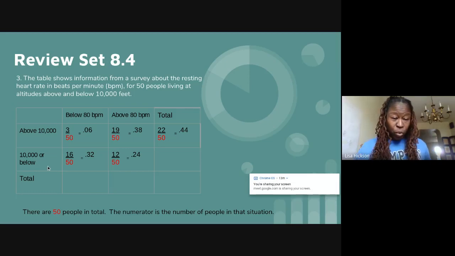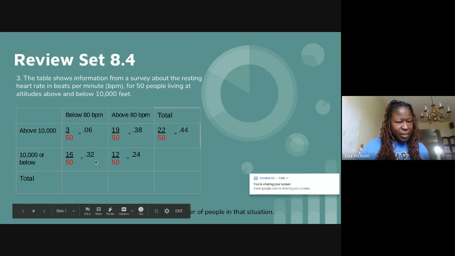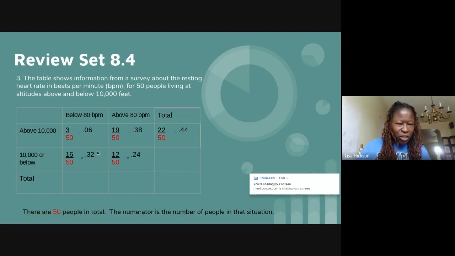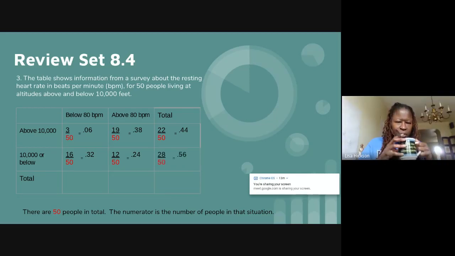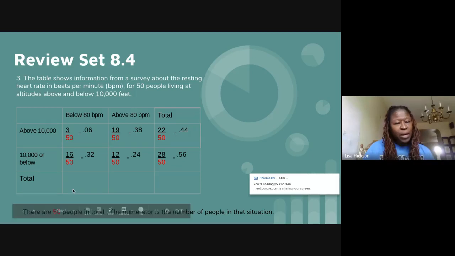of altitude or below. And lastly, again, if we use common sense, if this is 32%, this is 24%, it will follow that this will be how many percent? 56. Yep. So if we look across this way, this means that 56% of the people surveyed live at 10,000 feet or below. So now we're in the last column.